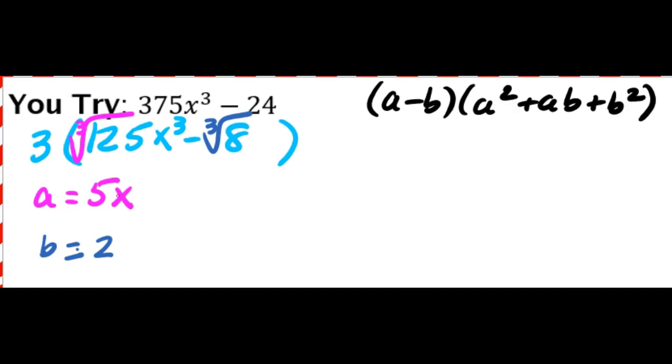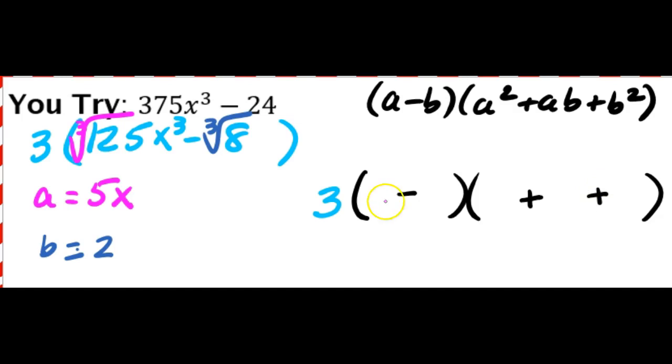Okay, so now everywhere I see an a, I'm plugging in a 5x. Everywhere I see a b, I'm plugging in a 2. And then the only other thing I need to remember is that my final answer should have that 3 in front of it that we took out at the beginning. So I'm going to write out my parentheses with all my signs. And now all I have to do is plug everything in.